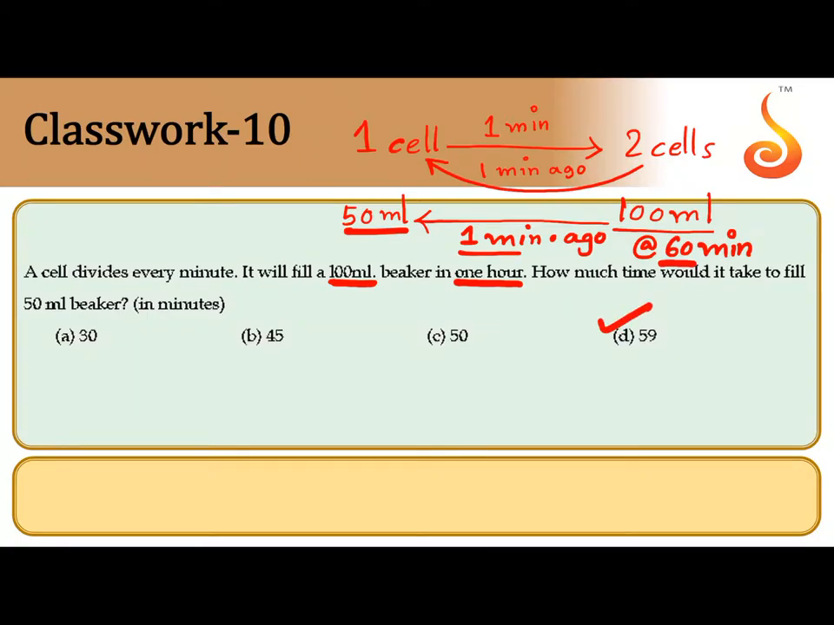So remember, two ways of looking at it. Either you can say in 1 minute one cell divides into 2, or 2 cells were 1 cell 1 minute ago. Similarly, the 100 ml beaker was half full, that is 50 ml, how many minutes ago? 1 minute ago. If it is 100 ml at 60 minutes, 60 minus 1 minute will be 59 minutes. Okay?